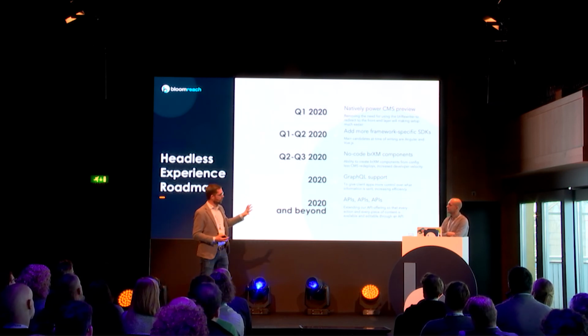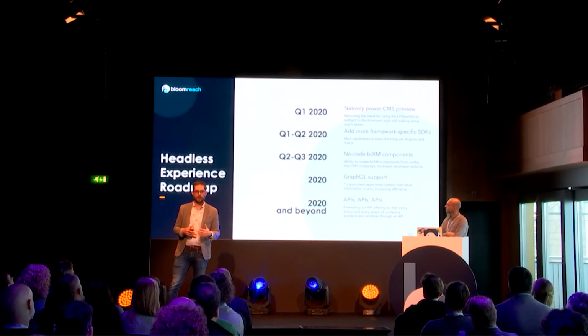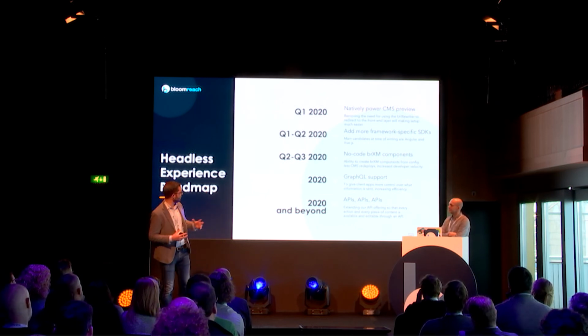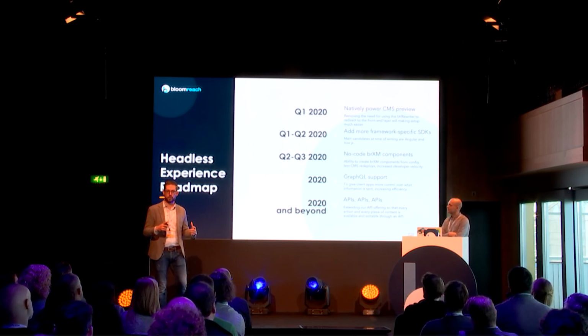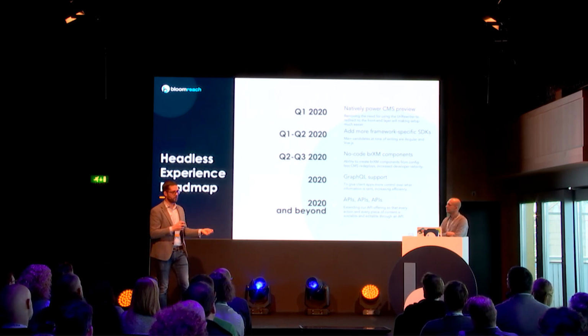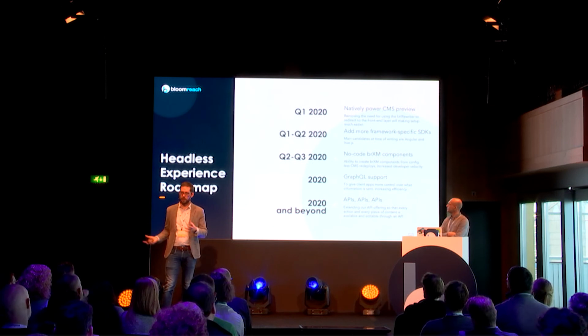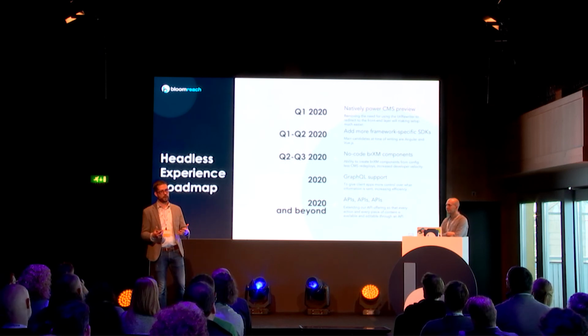The rest of the items are a bit more on the back end. So the no-code BRXM components: basically right now, if you write a component in your SPA, there has to be an equivalent component on the XM side that does the information transfer, picks the content or whatever is being rendered or is needed for the rendering, and serves it out.